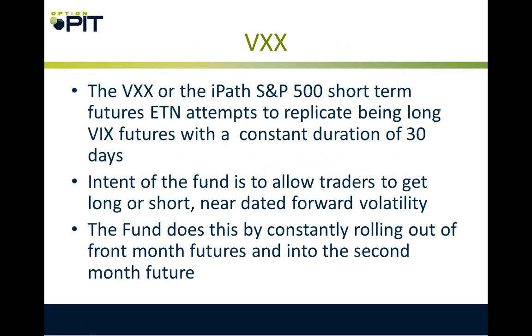So VXX, let's talk about VXX, or the iPath S&P 500 Short-Term Futures ETN. It attempts to replicate being long VIX futures with a constant duration of 30 days. The VIX has a constant duration of 30 days, so they said to themselves, hey, it makes sense to have a future with a constant duration of 30 days too. So the intent of the fund is to allow traders to get long or short near-dated forward volatility in an ETN. What the fund does is constantly roll out of the front month future and into the second month future.